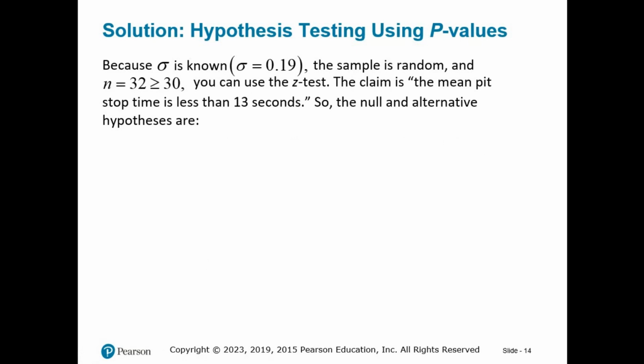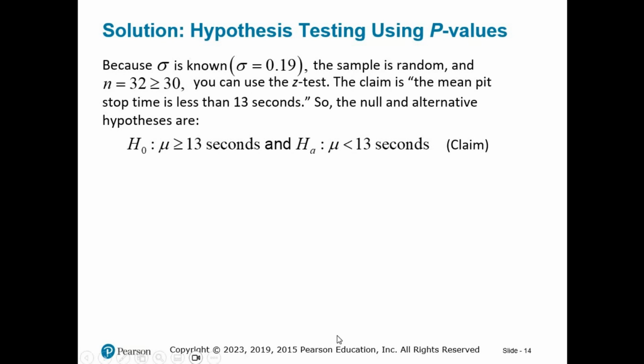Next, I need to form my null and alternative hypothesis. The claim is the mean pit stop time is less than 13 seconds. That is an inequality, so that is the alternative hypothesis. And we will say that it is mu, because we're dealing with mean, is less than 13 seconds. That would make H naught, my null hypothesis, greater than or equal to 13 seconds. So our H naught is greater than or equal to, and our alternative is less than.